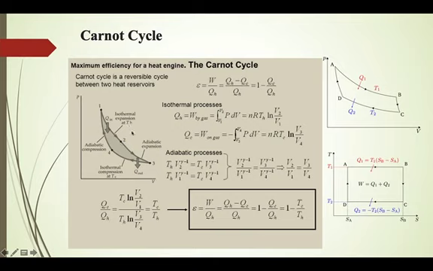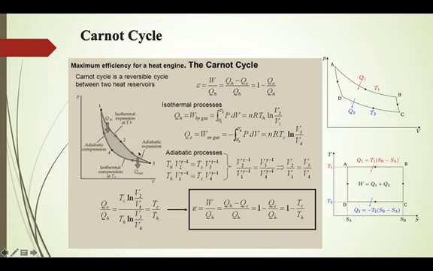Here it is marked as TH, and at point 3 the temperature is actually the lower temperature, that is Tc over here. You can see Tc marked over here. Okay, the temperature is Tc 3 to 4. So actually we have a higher temperature Th from which the heat is applied, and we have a lower temperature Tc at which the heat is rejected.